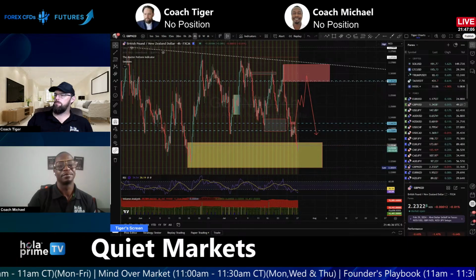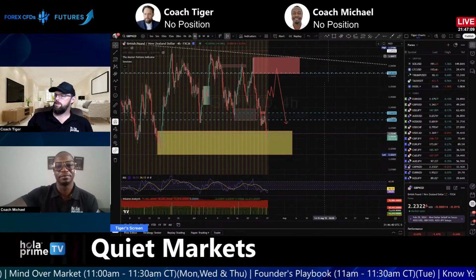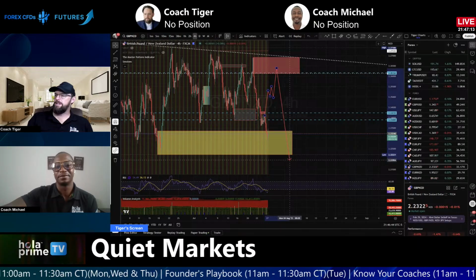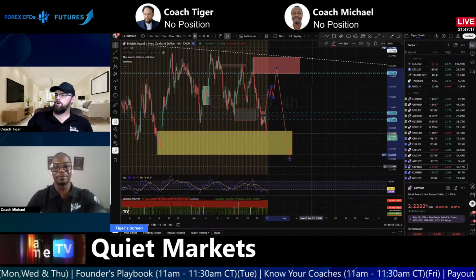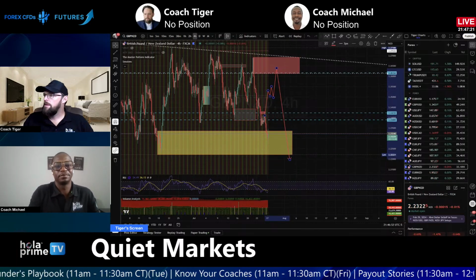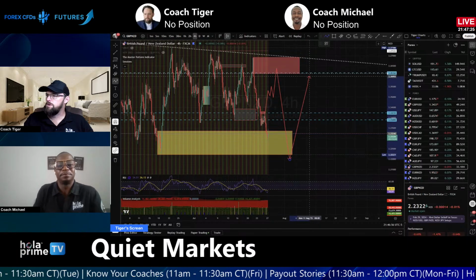I'll tell you what would make this zone up here even stronger, if price were to come all the way down through that zone before returning. If price can break that daily, then that shows me that's even stronger. Yeah, exactly.